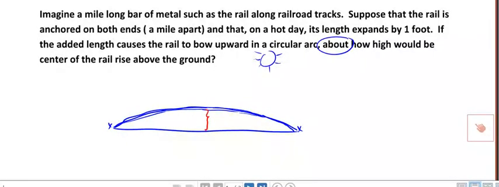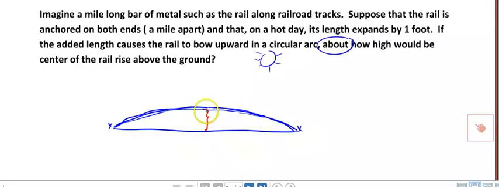Okay, so did you make your guess? I hope you did. I hope you made just a random, somewhat intelligent guess based on the information given in this problem. Now let's develop a strategy to approximate about how high it would be in the center of the rail. When I see this problem, I would need to know a lot of trigonometry to work with the circular arc, and my trig skills just aren't right there. So I'm going to try to come up with a different strategy.